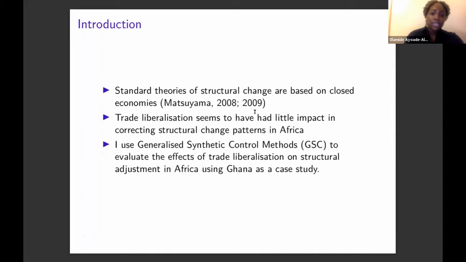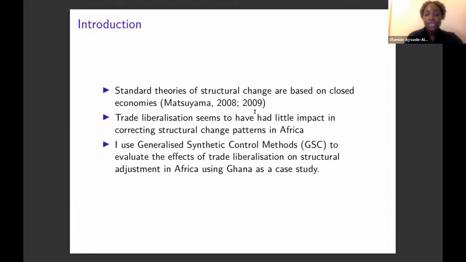Trade liberalization policies have been recommended to African countries as the cure for economic problems. In a study published in 1981 by the World Bank, they attributed most of the blame for the poor performance of African economies on their trade policies. For this reason, trade liberalization was a vital part of the structural adjustment programs that African economies took on in the 1980s. But the effect of trade liberalization on structural change in Africa is ambiguous, because most of them experienced trade liberalization in the 1990s, yet structural change has not always been growth enhancing.